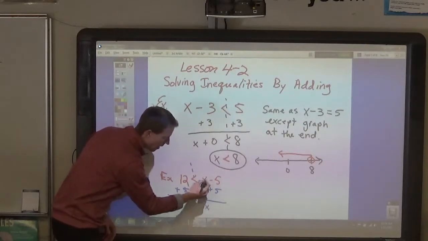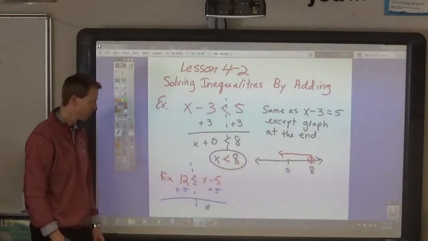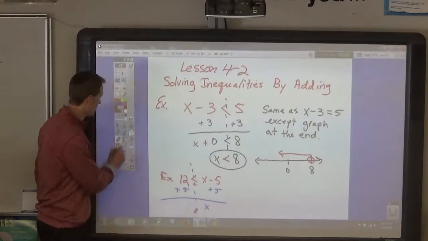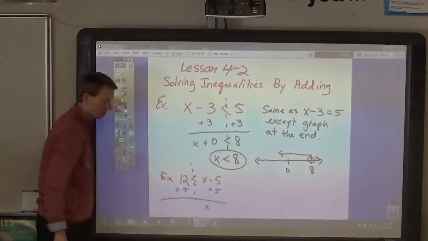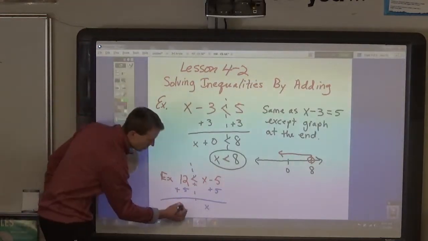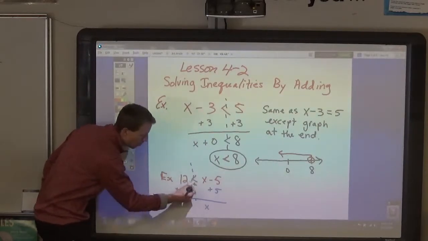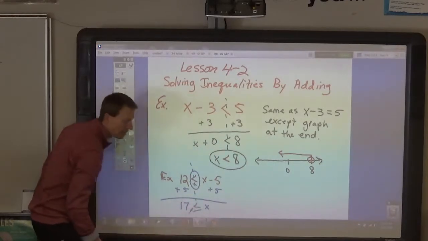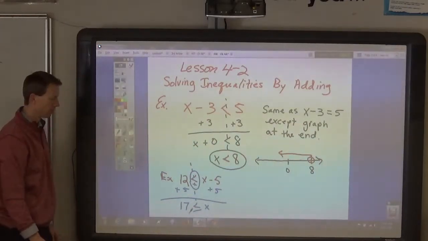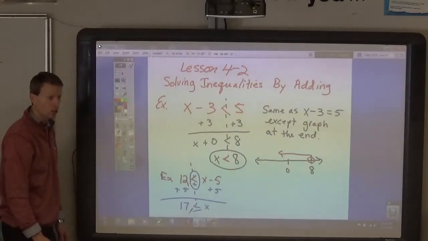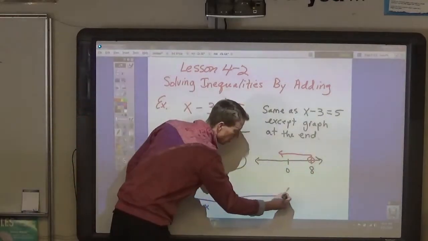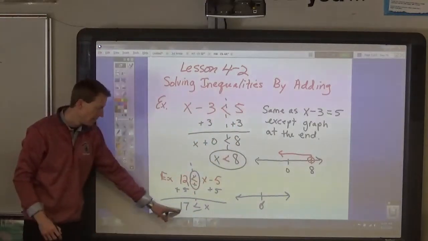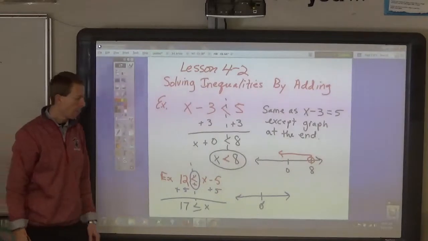So x is left on this side. What's on the left side? What's on this side? 17. And bring down the symbol. What does that mean? 17 is less than or equal to x. Okay, and so what is x then? It's unknown, because our graph has to show what x is, not what 17 is.